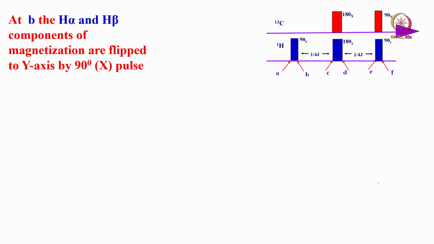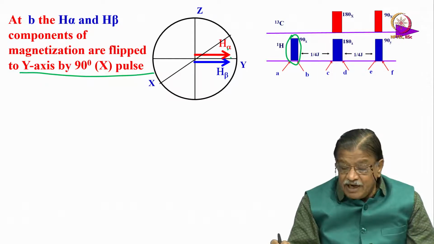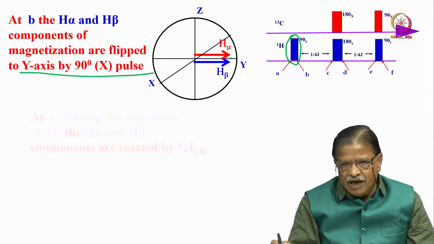So now what are we going to do? Let us see what is going to happen at B. We applied a 90-degree hard pulse on the proton channel. And when you apply the 90-degree pulse, the magnetization flips to the Y axis, because it's a 90-degree X pulse. We have the alpha and beta components flipped here. So that is immediately after the 90-degree pulse.